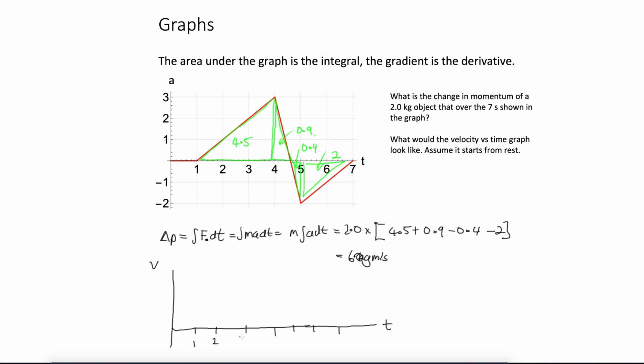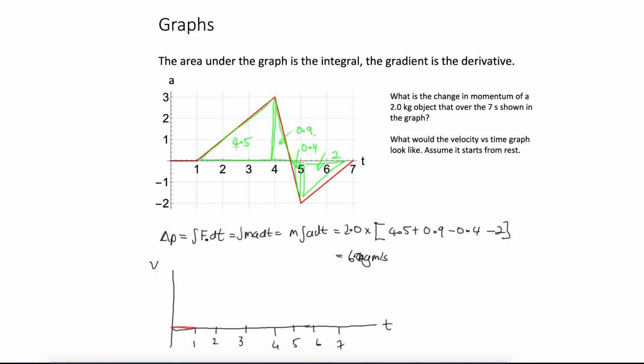So 1, 2, 3, 4, 5, 6, 7. Sorry, it's not perfectly drawn. Now for the first second, it is not accelerating. So if it starts from rest, it's going to remain at rest and will have a nice horizontal line there. Between 1 and 4 seconds, it's accelerating, and the acceleration is at an increasing rate.